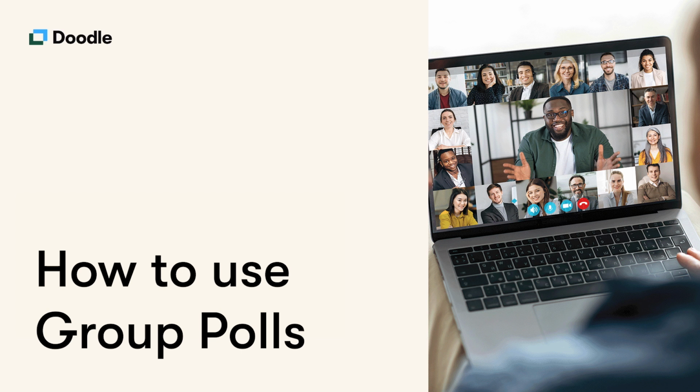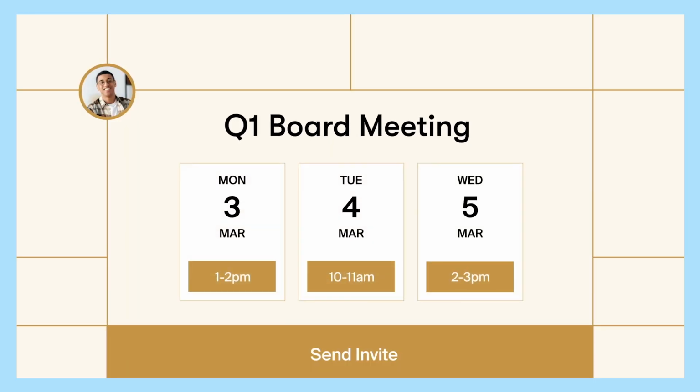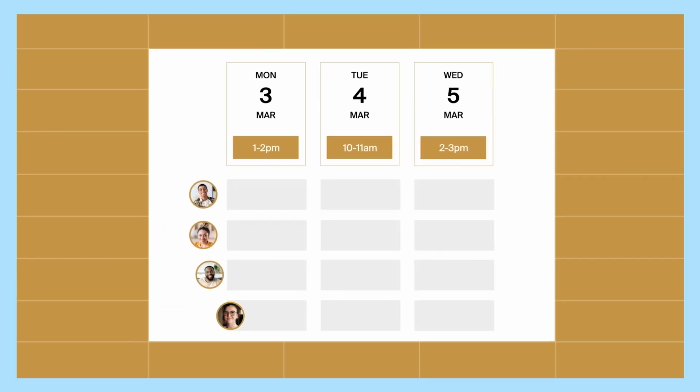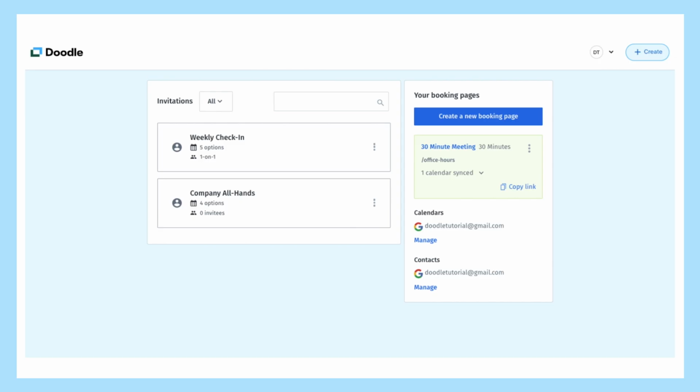Doodle Group Pulse makes juggling complex schedules a thing of the past and brings your team together fast. Just name your event, say when you are available, and share your poll. Participants select their preferred times, and the answer becomes clear. Setting up your group poll only takes a few minutes.